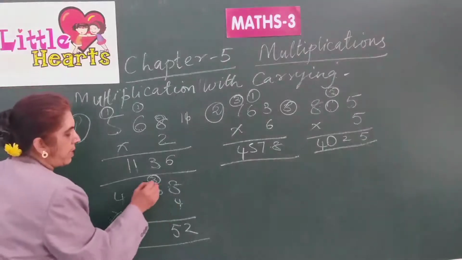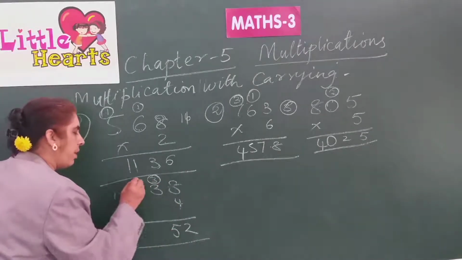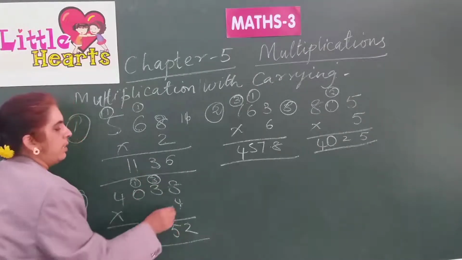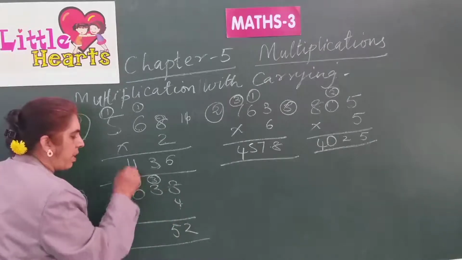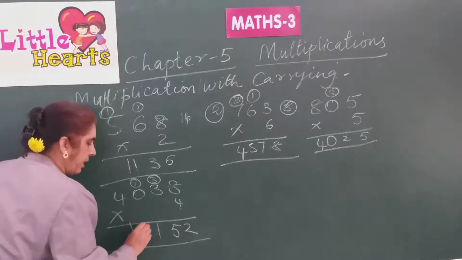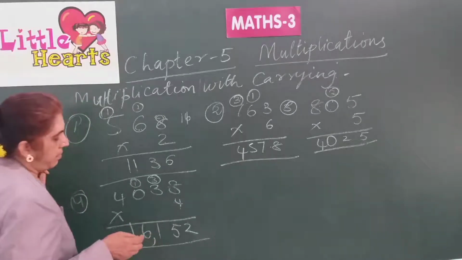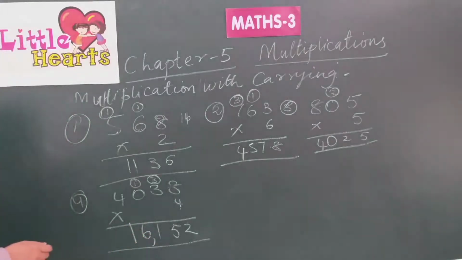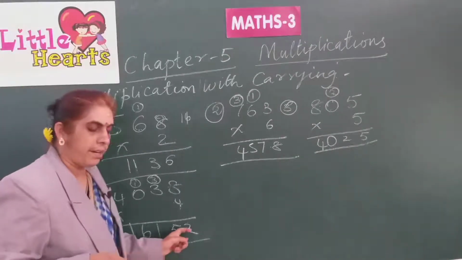4 threes are 12 plus 3, 15. 5 in the tens place, 1 carried to the hundreds place. 4 zeros are 0 plus 1, 1. 4 fours are 16. 16,152.